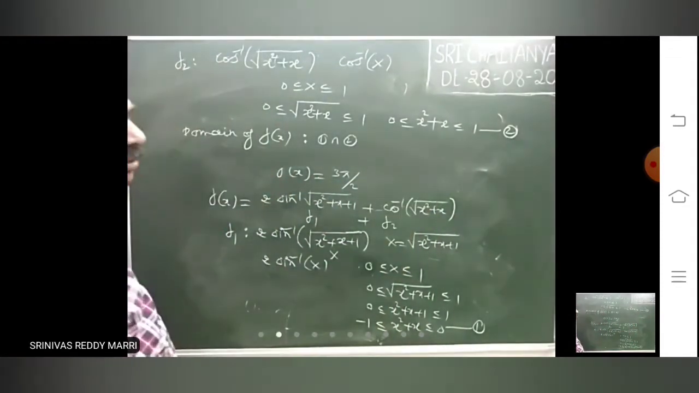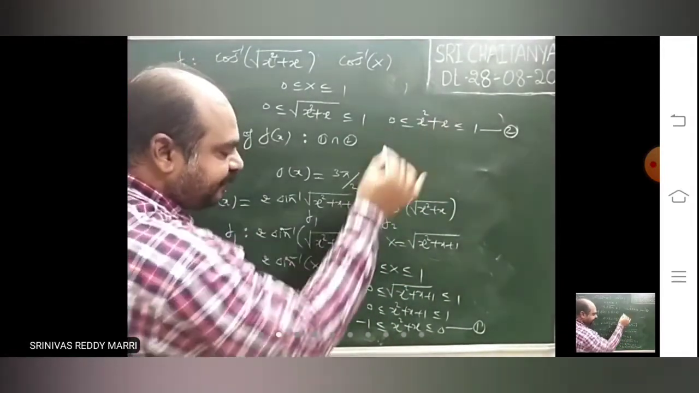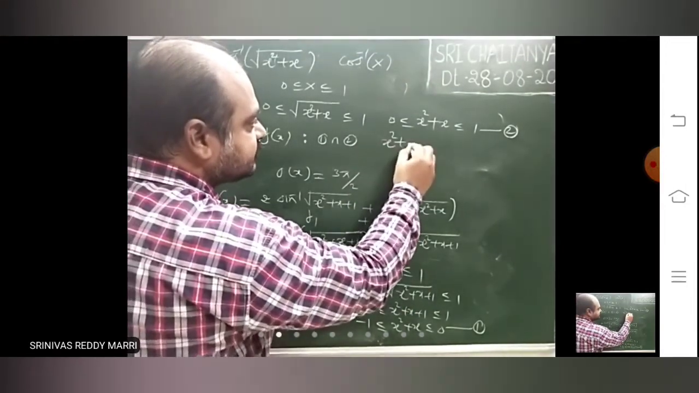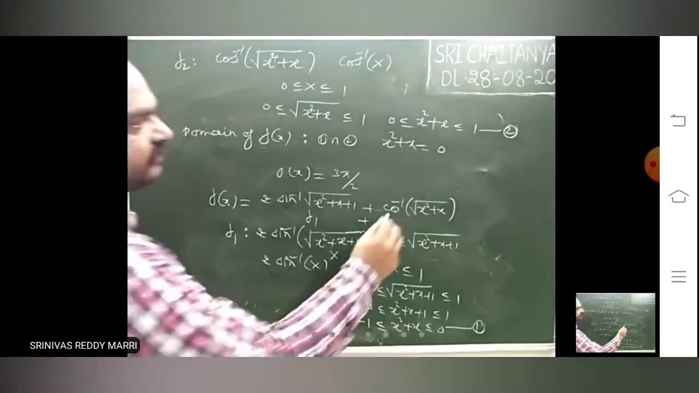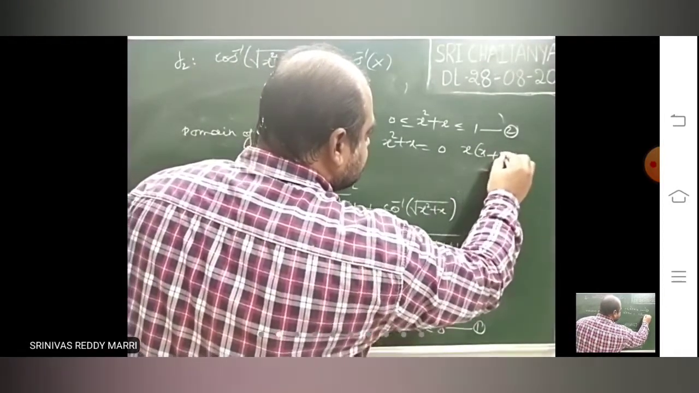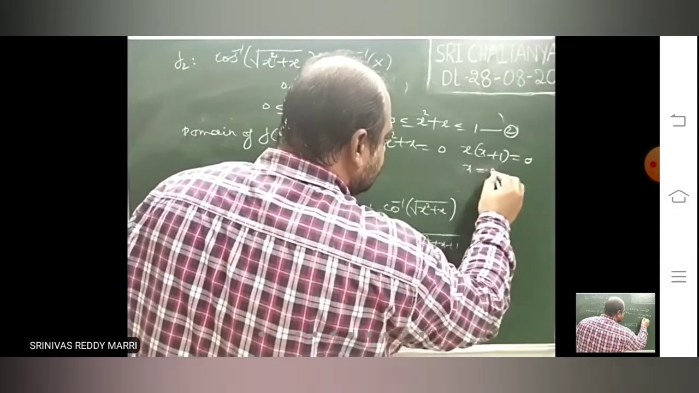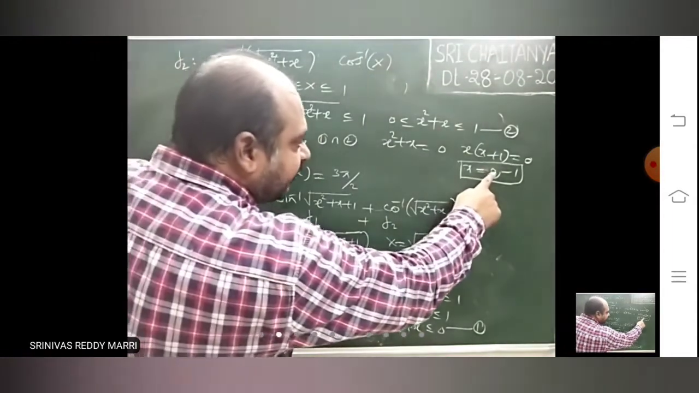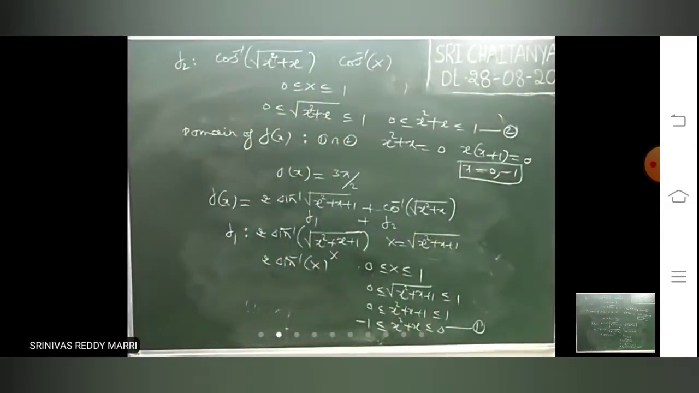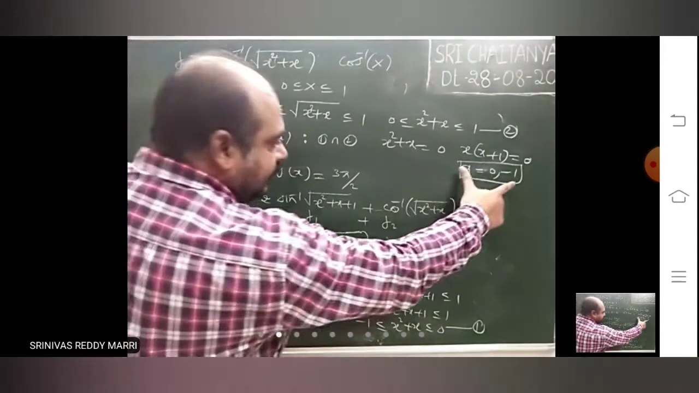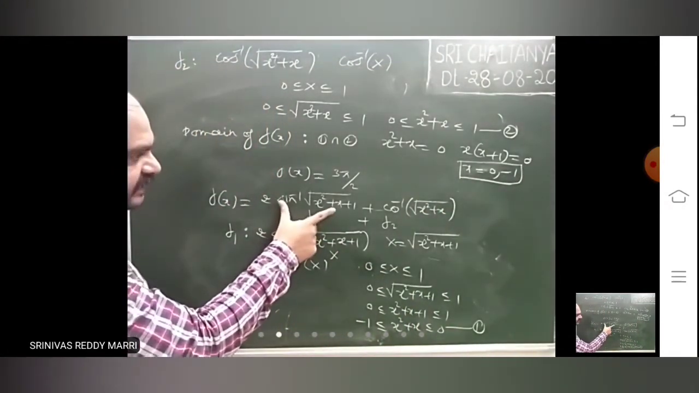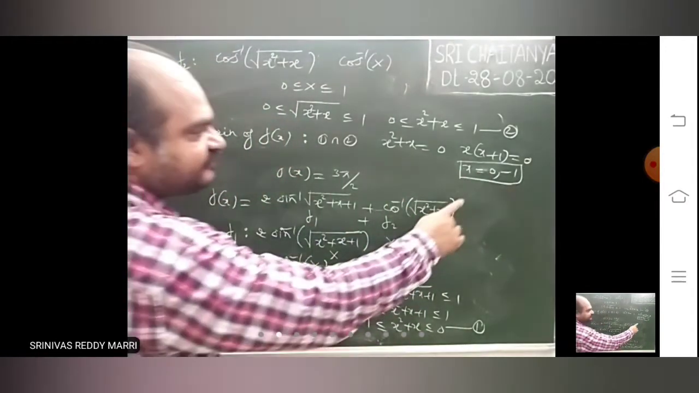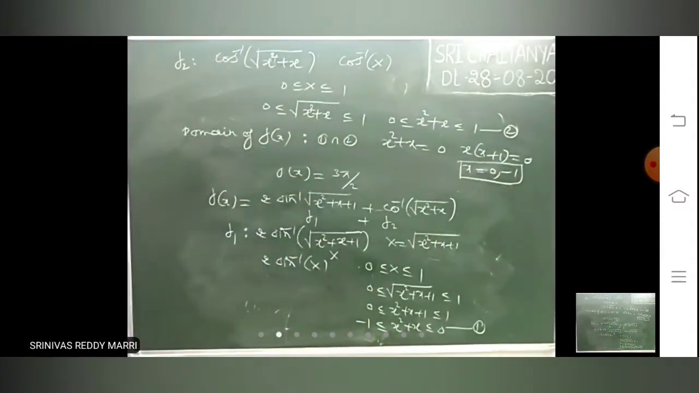What are the common values of both? Common values you will get when this will become 0. Otherwise, no common value. That means values of x for which x² + x = 0. That means what are the values you will get? 0, comma, -1. Right? So the domain of f(x) contains only two elements, that is 0, comma, -1. That means this f(x) will be defined only when x equals 0 and -1. If solutions exist, only these two values will be there.